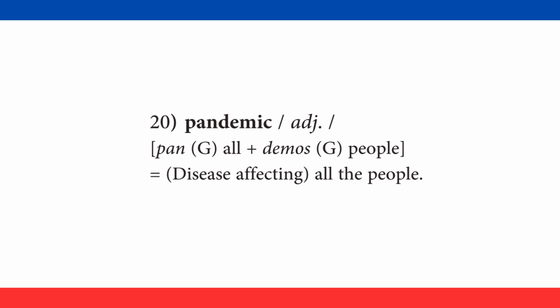Word number 20, pandemic. An adjective. Combines pan, the Greek word for all, plus demos, Greek word for people. This refers to a disease affecting all the people.